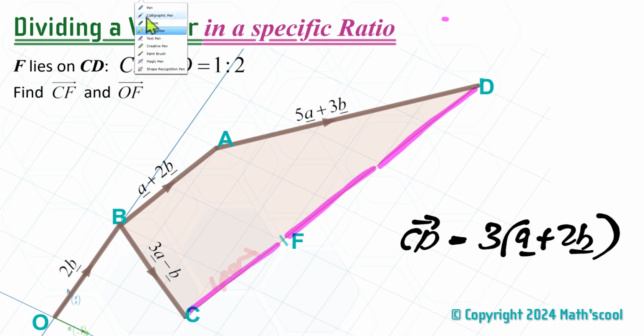I'm on highlighter still. Let's go to pen. So this is 1 part. And then this is 2 parts. From here to here is 2 parts. And that's 1 part from there to there.